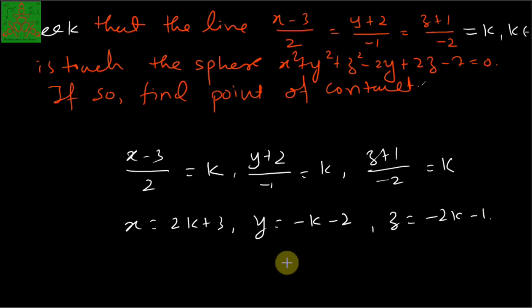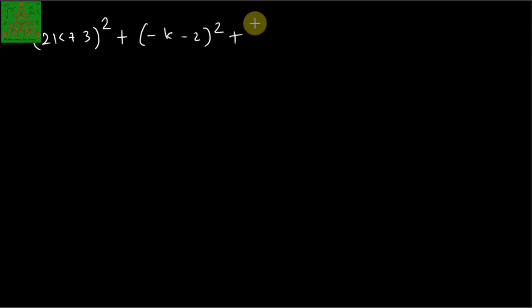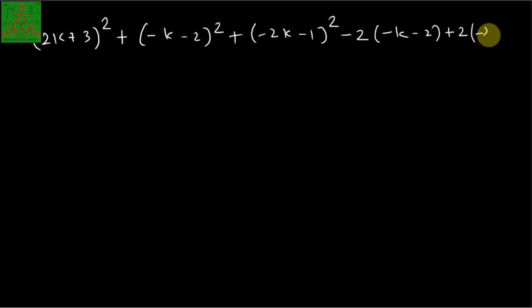Now substituting these values of x, y, z into the given equation of the sphere, which gives you (2k plus 3) square plus (minus k minus 2) square, that is the second value. The z value is minus 2k minus 1, so plus (minus 2k minus 1) square, then it is minus 2y, so it is 2 into (minus k minus 2), plus 2z, so it is 2 into (minus 2k minus 1), minus 7 equal to 0.